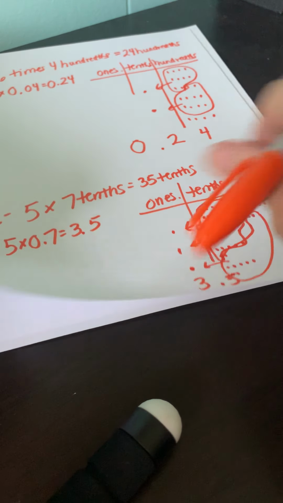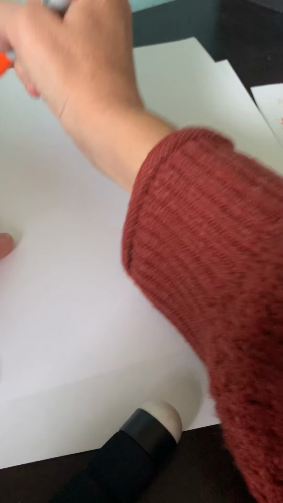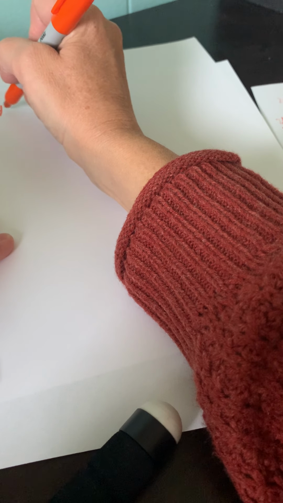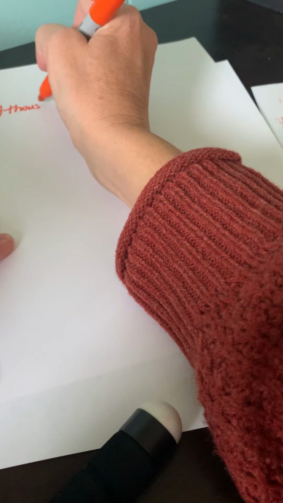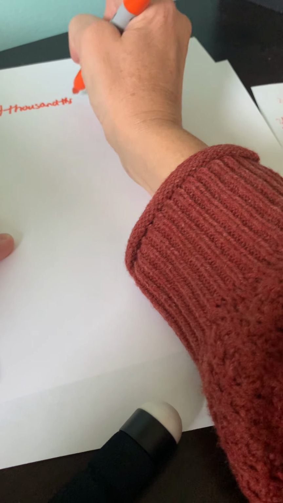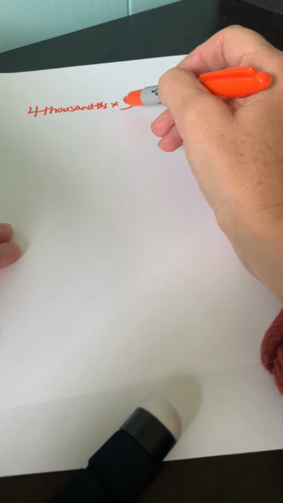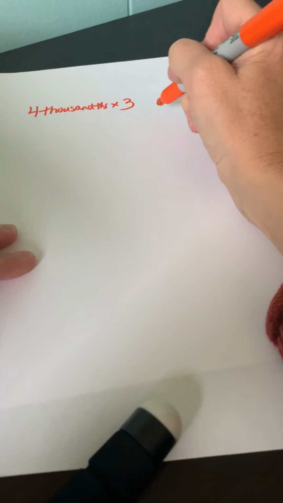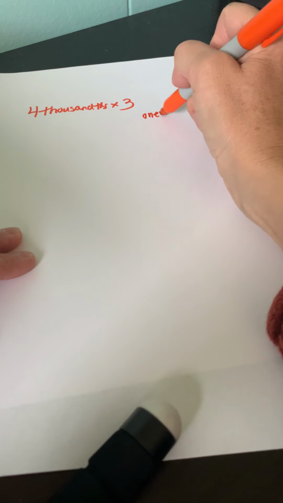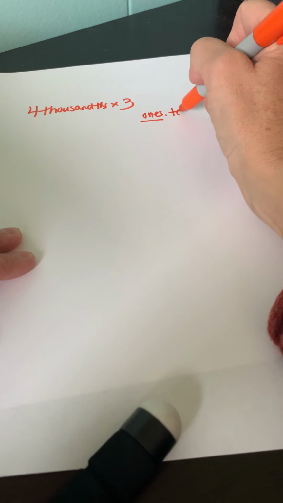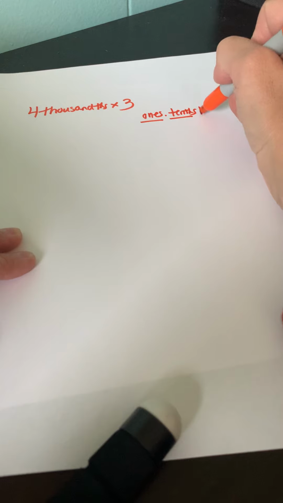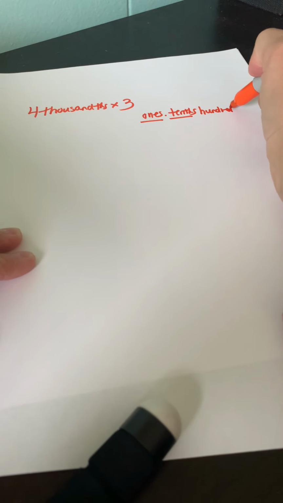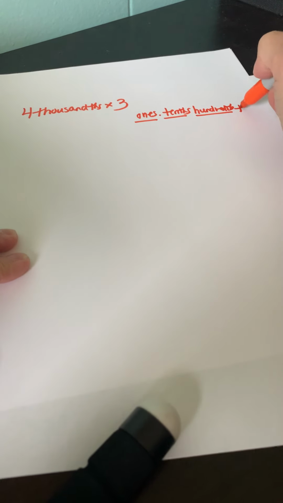And my last one is 4 thousandths times 3. Well, they wrote it backwards, but you know this is the same thing as saying 3 copies of 4 thousandths. So my place value chart is a little bigger: ones, tenths, hundredths, and thousandths.